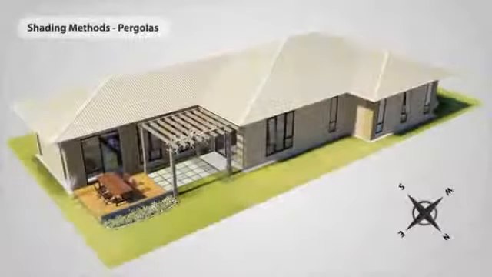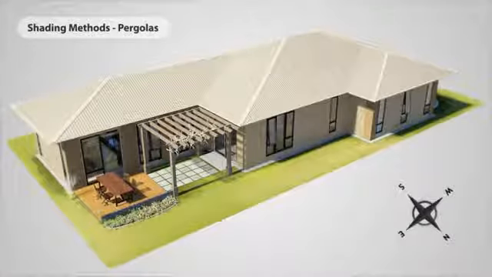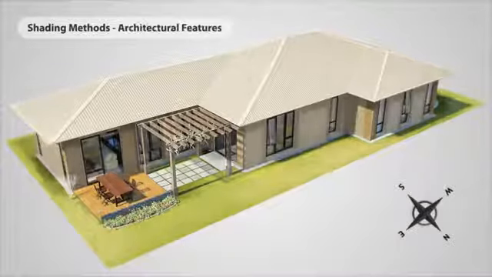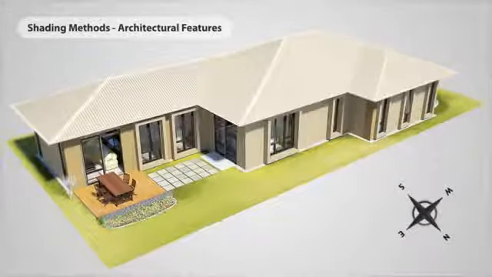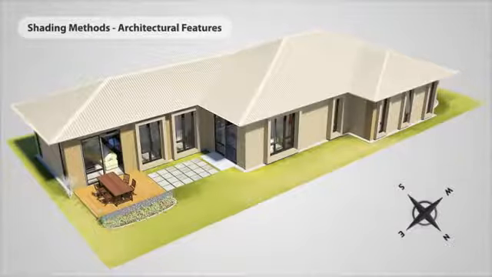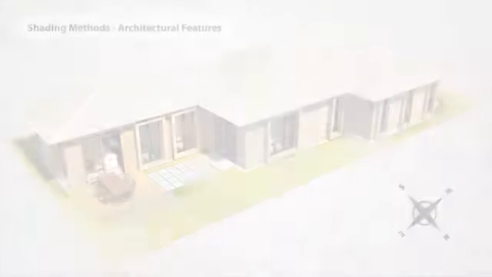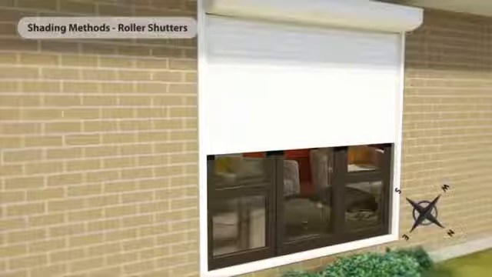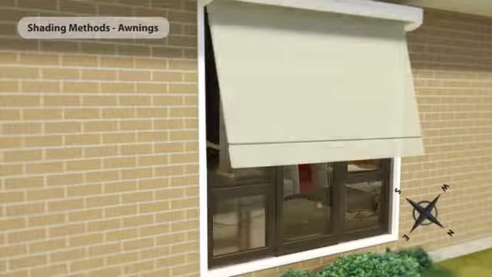Pergolas can be used to keep out the summer sun. Remember to install at correct angles so that light can penetrate into the living rooms. Vertical and horizontal architectural features act as shading devices to keep out the summer sun. You can also use roller shutters or external awnings.